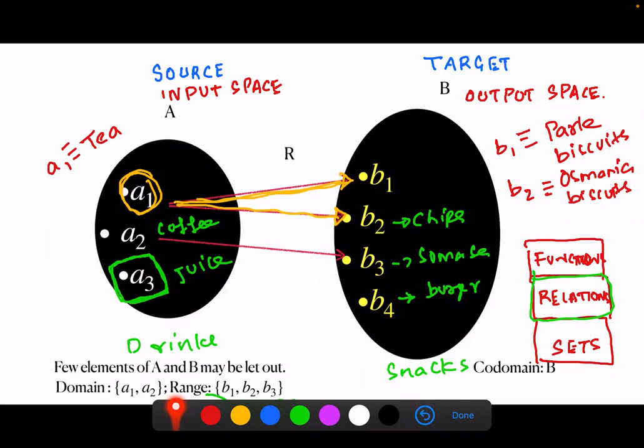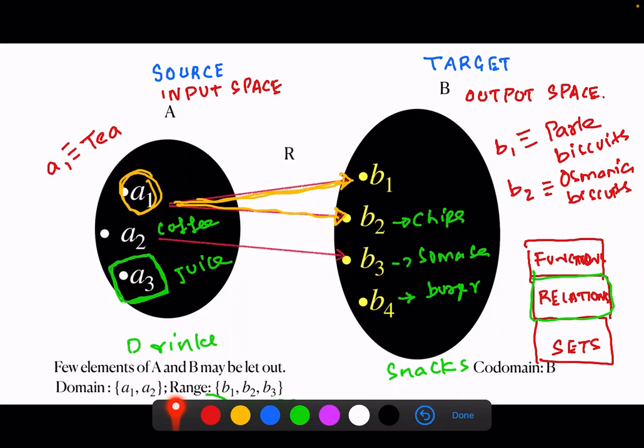Codomain is the set B itself. Okay, you can say the target set को ही हम codomain बोलते हैं. You understand? Yes. उस codomain में the elements which are connected with elements in set A will form the range. Understand? So you are not taking, let's say, the union of domain and range. No. Clear? Yes, sir. Okay.